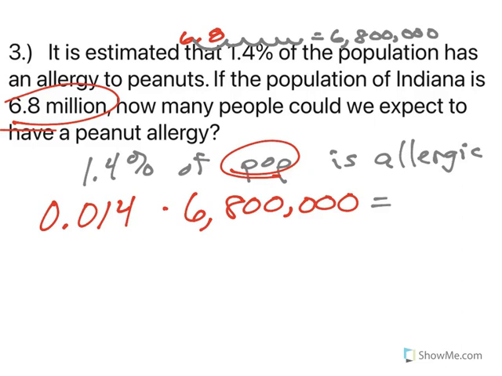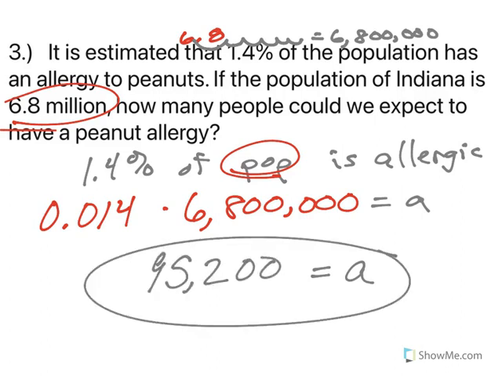Okay, is allergic. We'll just call it A. So when I multiply 0.014 times 6,800,000, I get the number of people in Indiana that are allergic to peanuts to be roughly 95,200. I feel real bad for them because I like peanuts. So 95,200 people we can estimate would be allergic to peanuts.